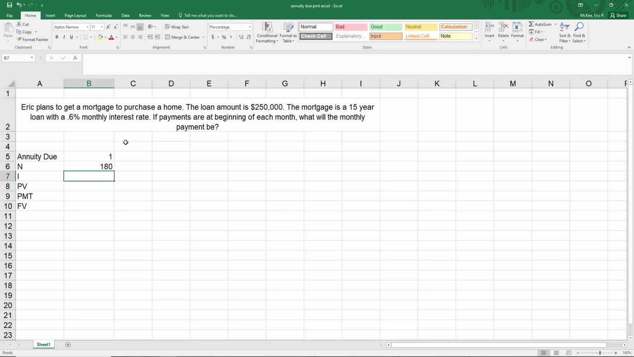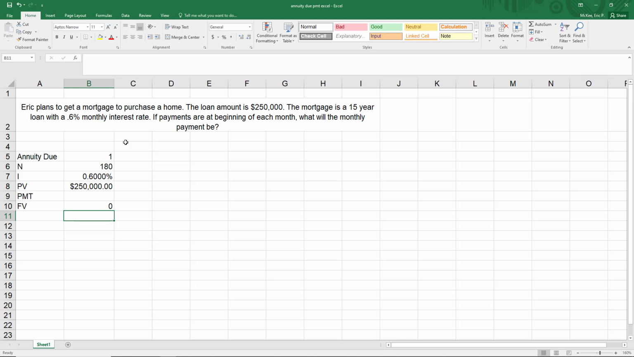My interest rate is the interest rate per month. That is the 0.6%, 0.006. My present value, that is actually the loan amount. So how much I borrowed, or at least how much I have currently outstanding on this mortgage. That is $250,000 for the loan amount. Payment is what I'm trying to find. I want to know what the monthly payment is on this mortgage. And future value, that is how much I should owe after I pay off the loan. Well, that should be 0 because the loan will be paid off.